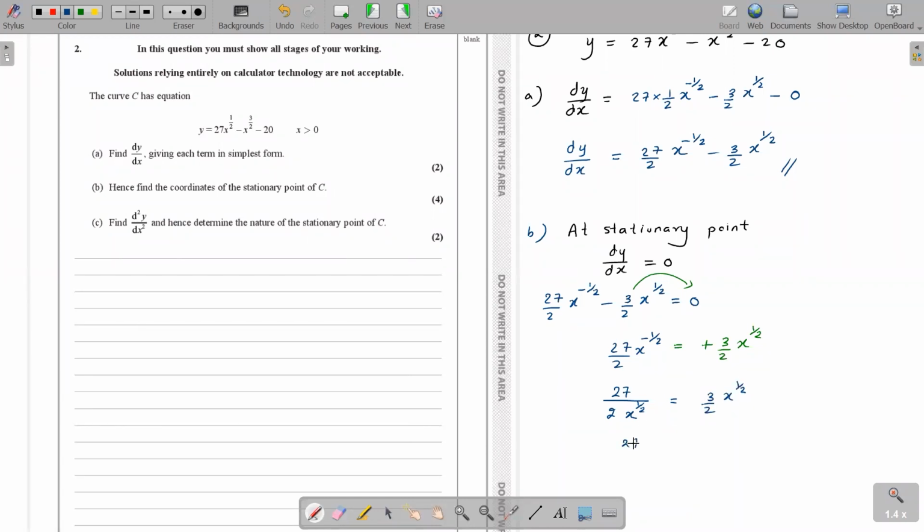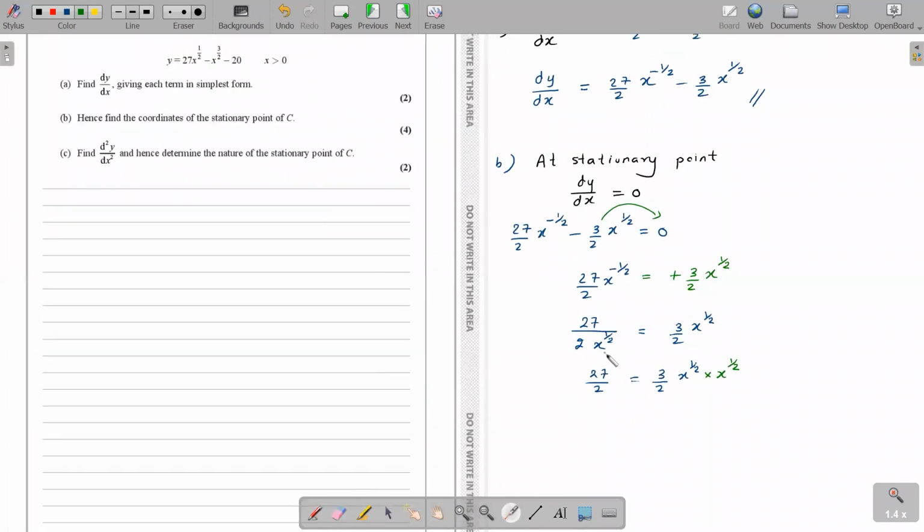Then I get here 27 over 2 into 3 over 2 times x to the power half. I'll take this x to the power half to the other side as a multiplication. Are you with me? So I end up getting 27 over 2 into 2 over 3. I took the 2 up as a multiplication, and 3 came down as a division.